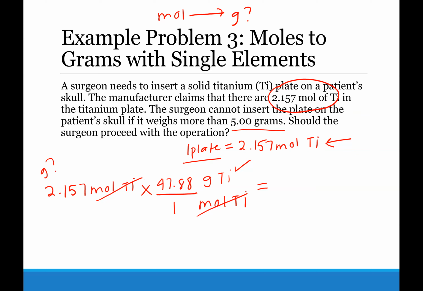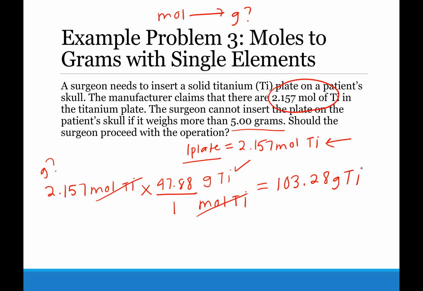So in your calculator, you would put 2.157 times 47.88, and that equals 103.277, so 103.28 grams of titanium.